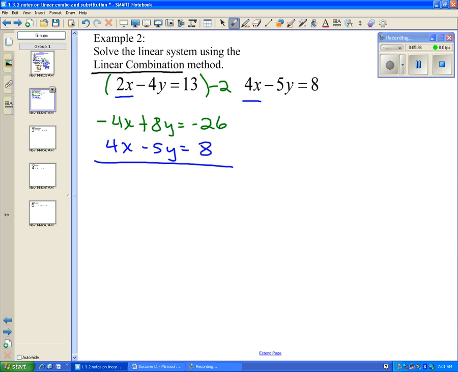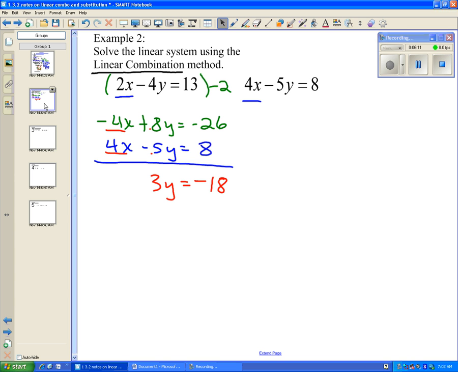Linear combination means I'm going to add these two equations, and this is the whole goal. I have a negative 4x and a positive 4x. When I add those, they cancel. They become 0. So I can then go 8y minus 5y, and I get 3y. Negative 26 plus 8 gives me negative 18. I have an equation where I have a y by itself.